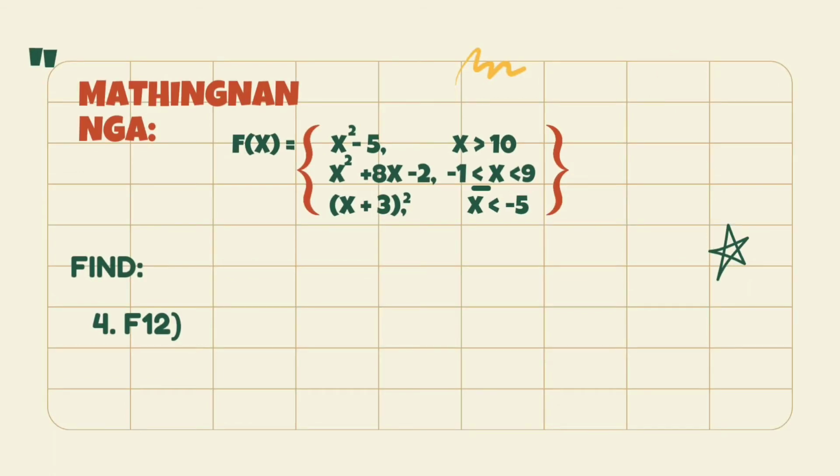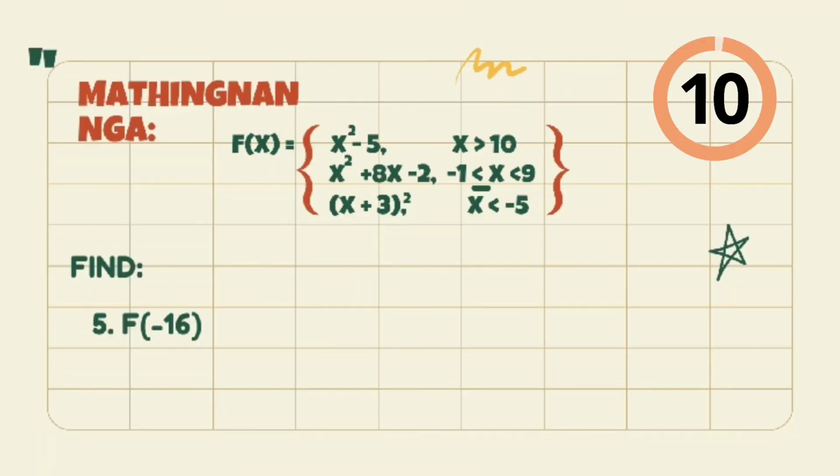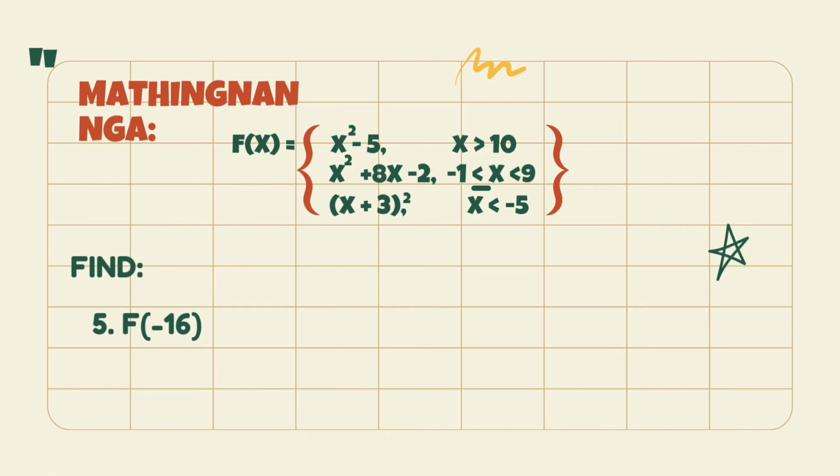So again, we observe the function, and after that we substitute, which makes our answer 139. Okay, for the last item, we were going to substitute the given to the function. Then we evaluate, which makes our final answer 169.